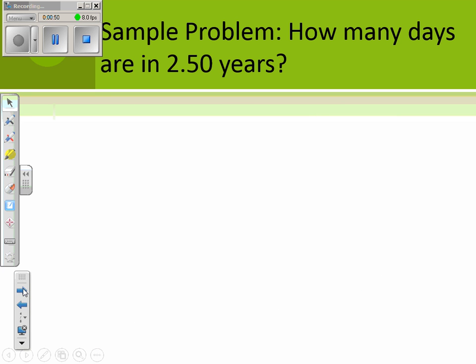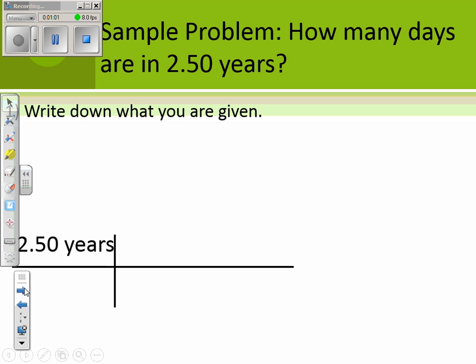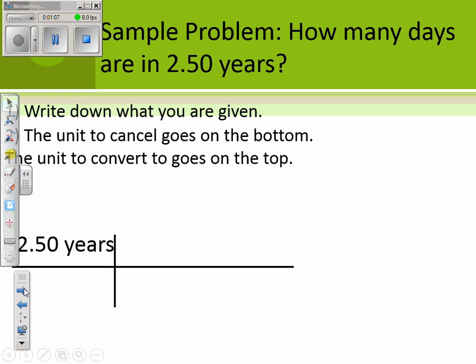Now, if I wanted to take 2.5 years and turn it into days, the first thing I'll do is write down what I'm given. I'm given the 2.5 years, so I'll write that down and put it on top. Then I'm going to put the unit that I want to cancel on the bottom, which means years goes on the bottom, and the unit I want to convert to on the top.